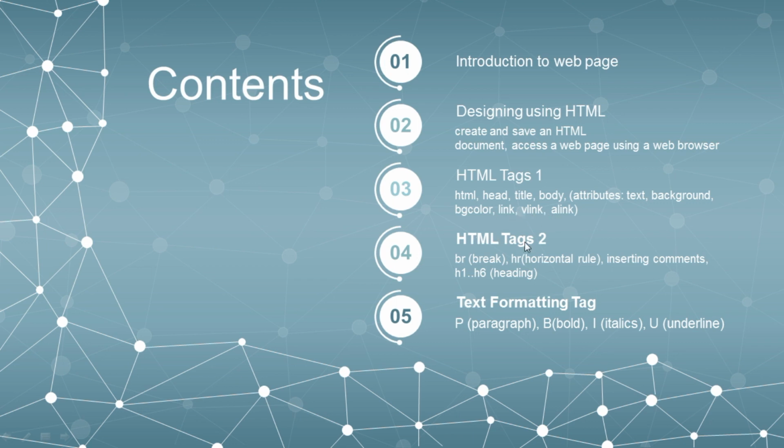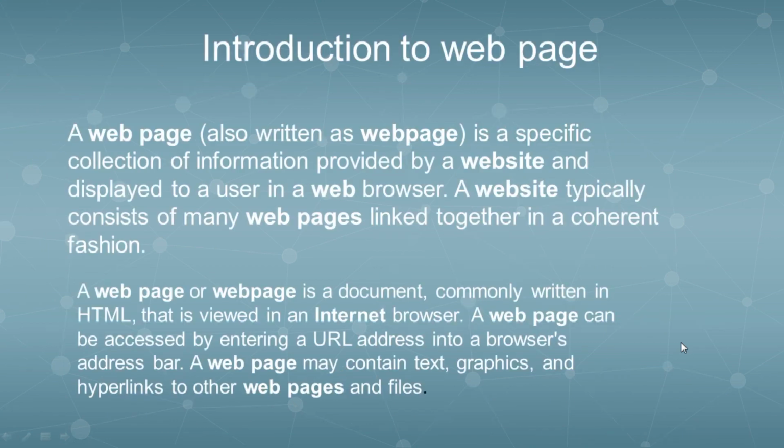In HTML tag 2, we will understand the break tag, that is the br tag, the hr tag, that is horizontal rule, inserting comments, h1 to h6 headings, and text formatting tags, in which we will consider the paragraph tag, bold, italic, and underline. So let's begin with the first, introduction to the web page.